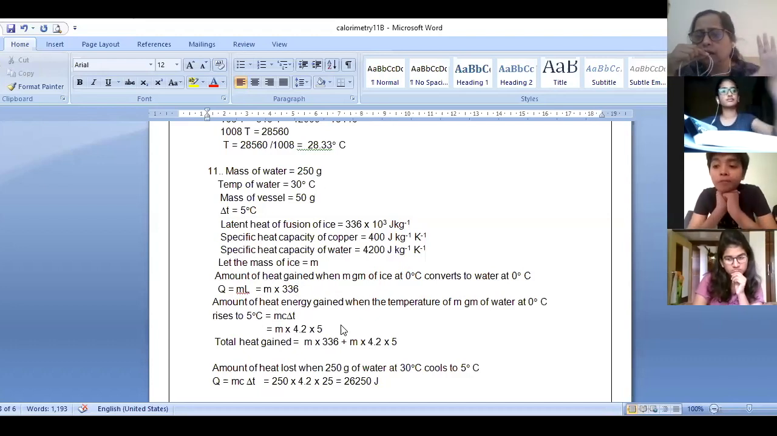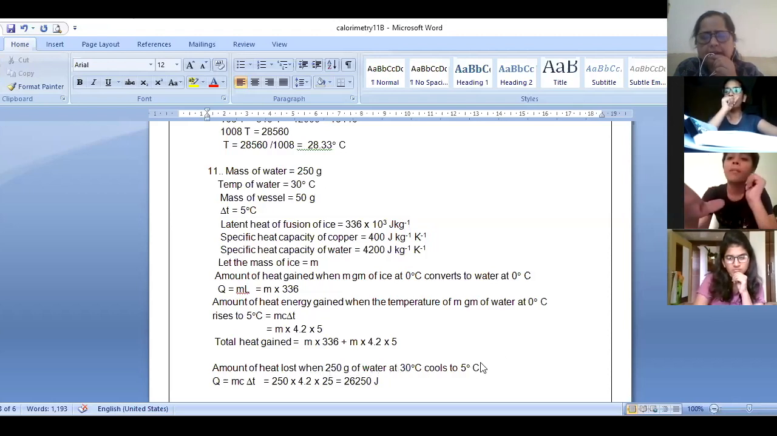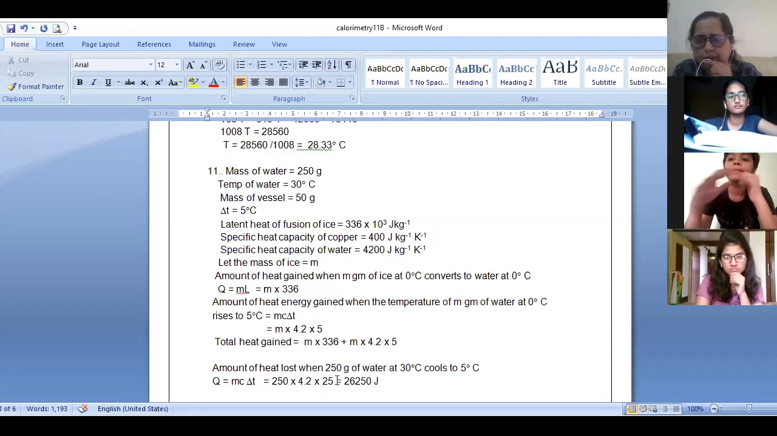Now we come to the calorimeter and the water. They were at 30 degrees. They are going to come down to 5 degrees, so they are going to lose heat. So the first step, the amount of heat lost when 250 gram of water at 30 degrees cools to 5 degrees Celsius. That is Q equal to mc delta T. So 250 multiplied by 4.2, the specific heat capacity of water, and delta T, from 30 it is coming to 5. 30 minus 5, 25.